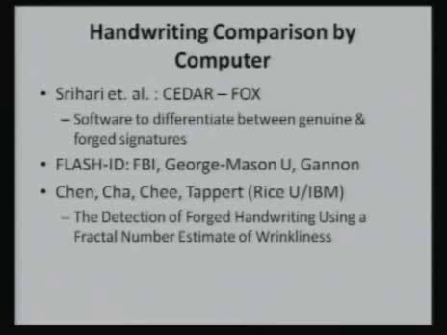Some of the other work going on using measurement, Dr. Srihari's work on CEDAR-FOX, Flash ID. I think we're going to hear about that today or tomorrow. And another study done by Chen, Cha, Chi, and Tappert. I found it interesting, on the detection of forged handwriting using a fractal number estimate of wrinkliness. And this is basically trying to measure how shaky the line is. I think this might be a useful area to look into again.